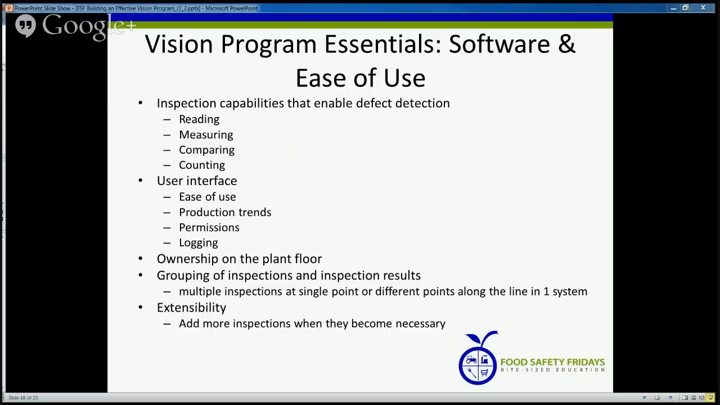If at first, just to get your feet wet with vision, one or two inspections are required or desired, that's a good starting point, but then ultimately, as your needs grow, it might be necessary to add more inspection points. So the software should be able to accept additional inputs at a future date.